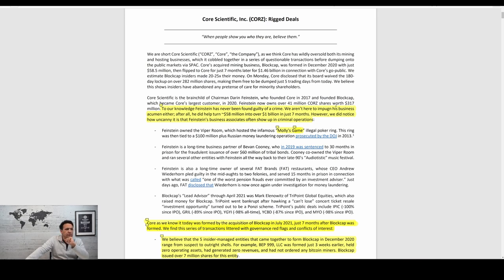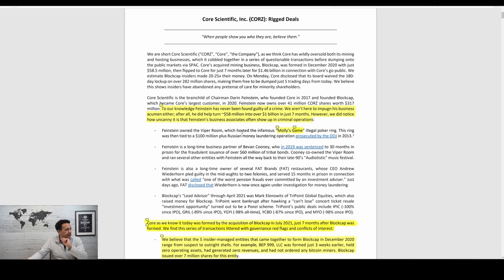We aren't here to impugn on his business acumen either. After all, he did help turn $58 million into over $1 billion in just 7 months. However, we did notice how uncanny it is that Feinstein's business associates often show up in criminal operations. So obviously what they're going for here, their tactic, is to represent Mr. Feinstein as not necessarily having a shady history himself, but basically aligning himself with those who are. Basically saying birds of a feather flock together.